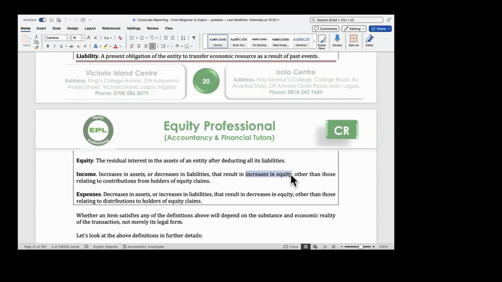Remember, I told you that equity is ordinary share capital and reserves. So when your equity should increase, we are not talking about the increase in share capital. That's why this definition says other than those relating to contributions from holders of equity claims. So we're not talking about contributions from holders of equity claims here. The increase in equity we are talking about here is profits. The increase in your reserves. Profits.